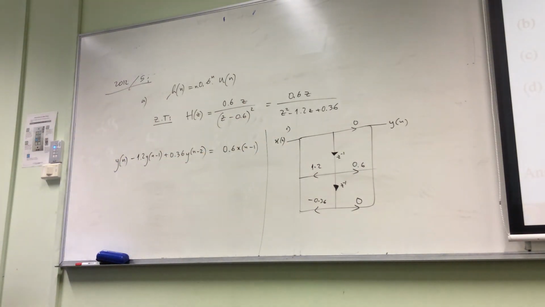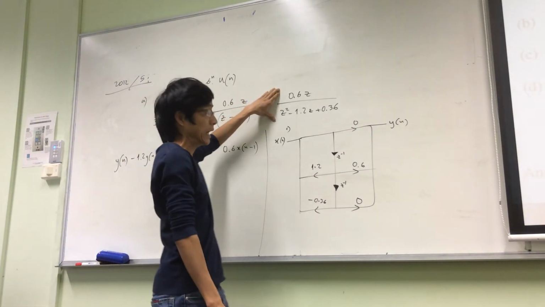Easy? For this question it is easy. And part B, the previous one: is it stable or not stable? We have to calculate. Calculate it from the transfer function. Don't care about the characteristic equation.